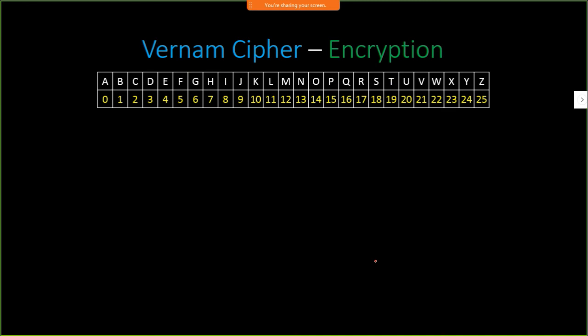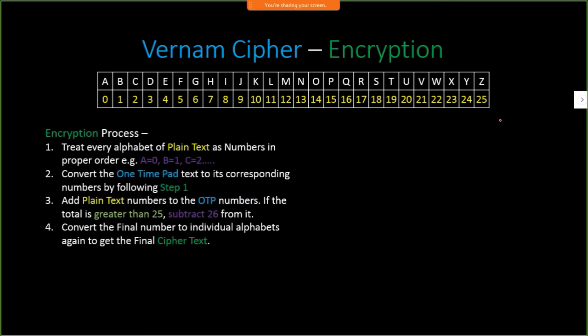So the encryption process. If the alphabet is represented as numbers, A is represented as 0, so we get a total value of 0 to 25, A to Z. That is the value. So how will it be used? Treat every alphabet of the plain text as a number in proper order, like A is 0, B is 1, C is 2. Convert the one-time pad, that means OTP, text to its corresponding numbers by following step 1.